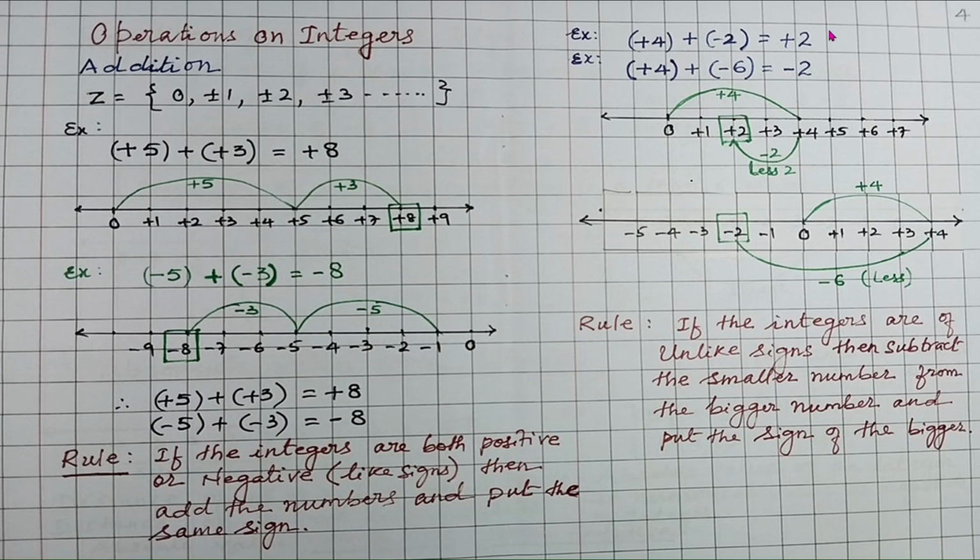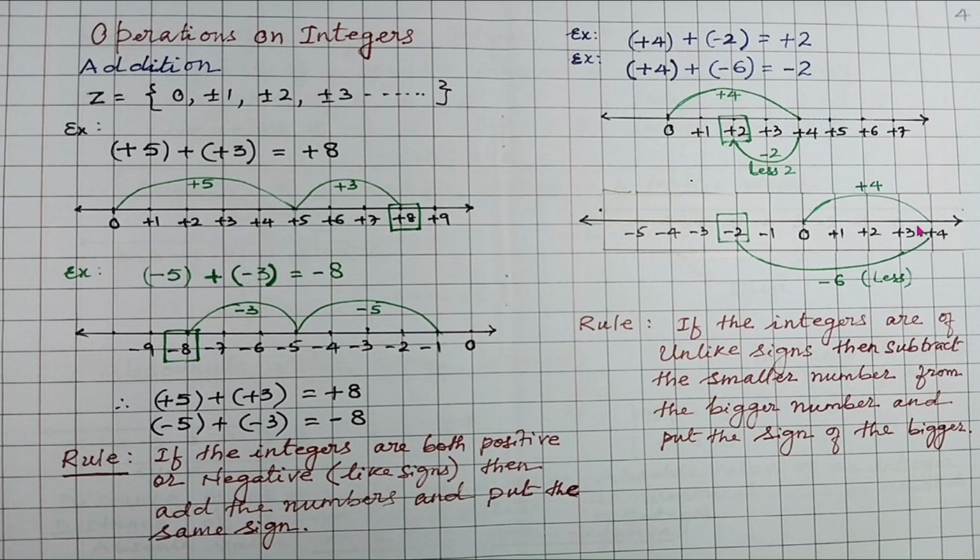Now if you look at this, there are two integers here. One is plus 4, the other one is minus 2. Adding minus 2 to plus 4 gives plus 2. Adding minus 6 to plus 4 gives minus 2. So let us understand this using a number line. Plus 4 is 4 steps to the right. Minus 2 means 2 steps to the left. Plus 4 minus 2 becomes plus 2.